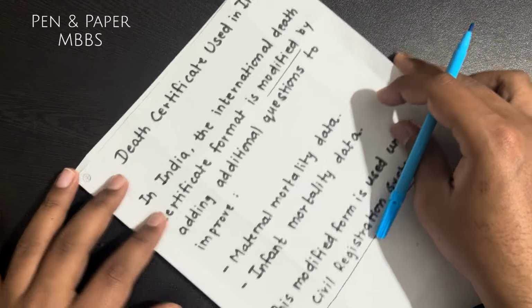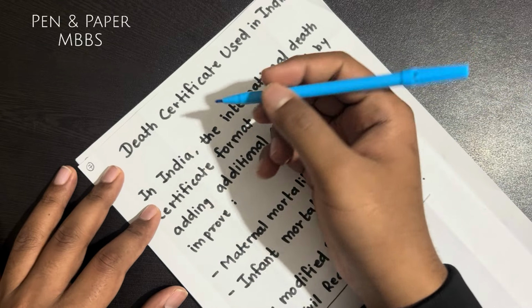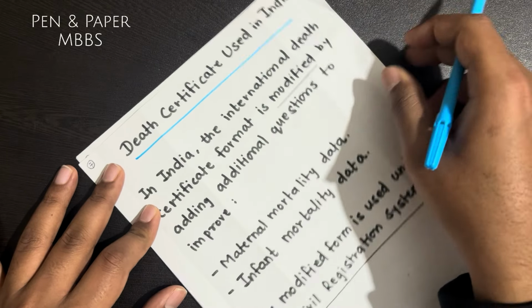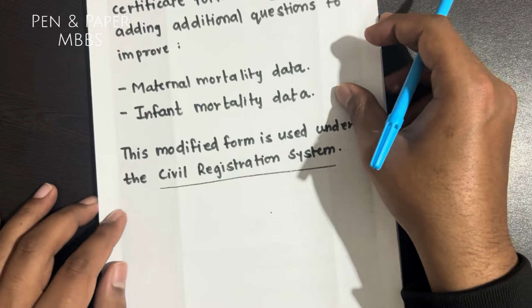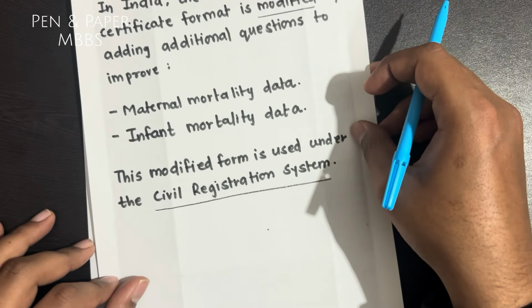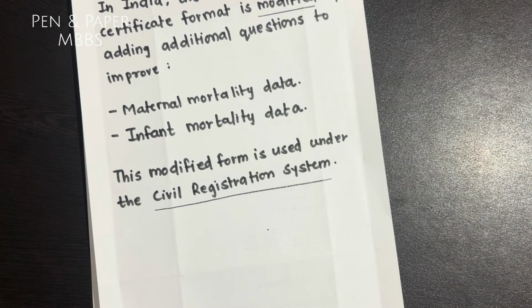In India, the WHO recommended death certificate format is modified. Additional questions are added to improve maternal mortality data and infant mortality data. This modified form is used under the civil registration system.